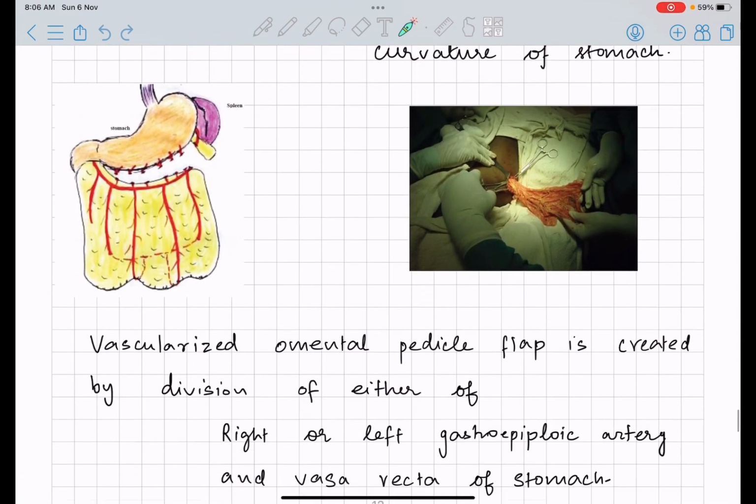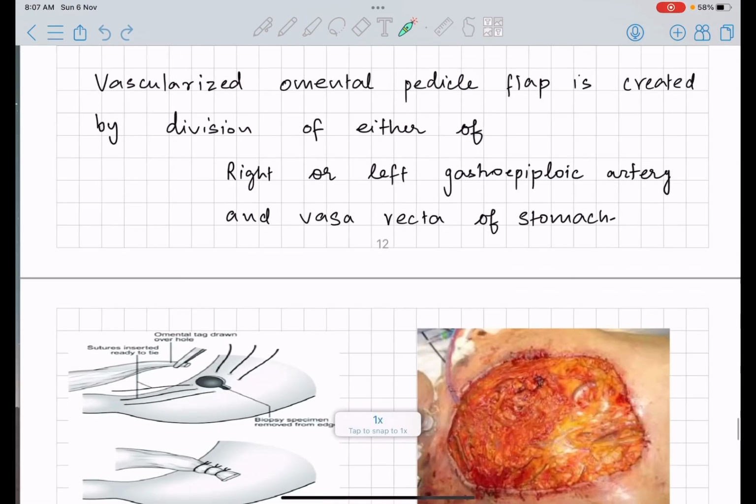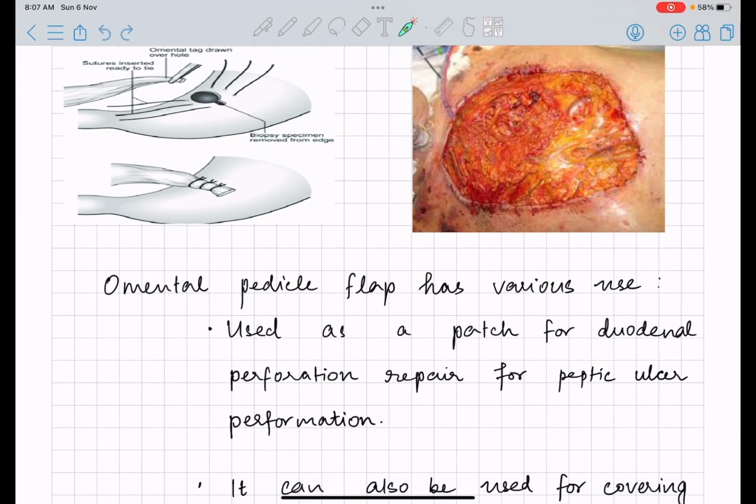So to get an omental pedicle flap, what we have to do is divide either the right or the left gastroepiploic artery and divide a couple of vasa recta. So in this particular case, the left gastroepiploic artery is divided and a lot of vasa recta are divided and an omental pedicle flap is obtained. This omental pedicle flap can be placed on a lot of wounds and will ultimately help in vascularization of the wound and result in good healing of the wound.